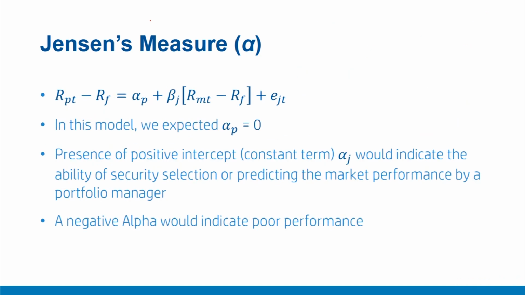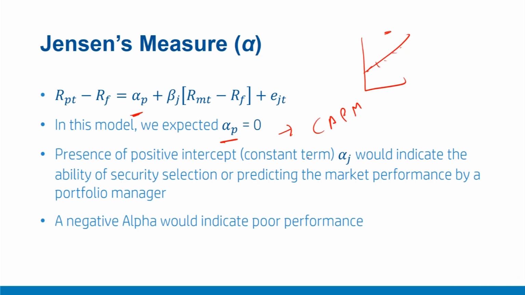Theoretically, in this kind of model, we are expecting alpha p to be 0, which suggests that CAPM is appropriately followed, and all the securities are on the SML line. If a security is above this SML line, that is, it is undervalued, then for that kind of security, we are expecting to find a positive and significant alpha.